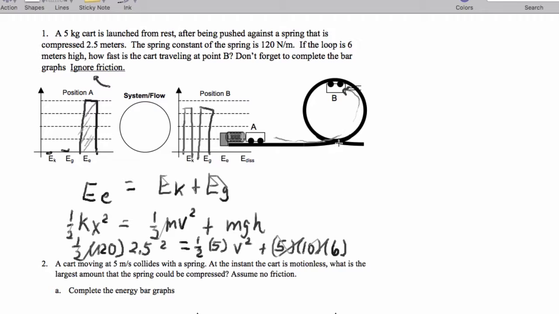And so when we actually work this out, we're going to end up getting v is the square root, I believe, of 75. When we actually work this math out, we end up getting 5.5 meters per second, like the square root of 30. All right, so that is problem number 1.